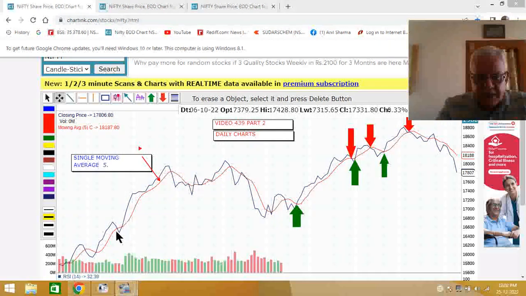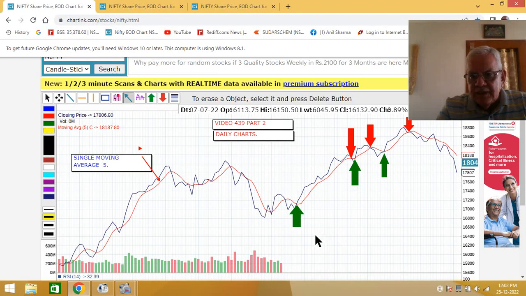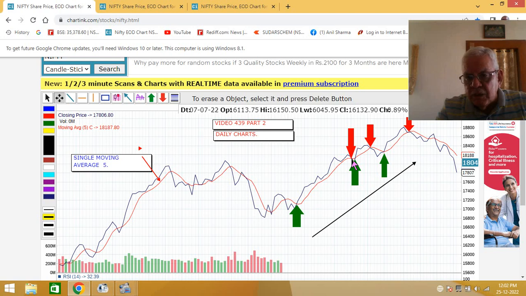Now if you see here friends, the red line is the moving average of 5 on the daily chart, and we see here the trend. What is the trend here friends? Trend is up, right? No issues on that. Whenever there is a cross between the price line and the moving average of 5, you buy, and whenever the cross is at the top, you sell. Can anything be simpler than this?